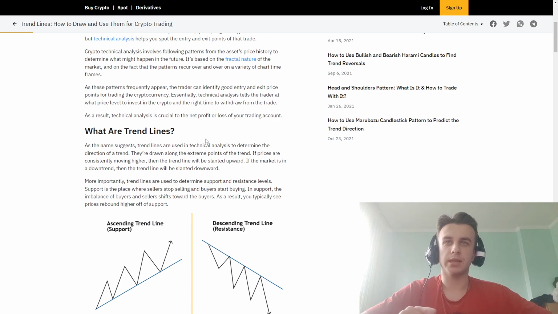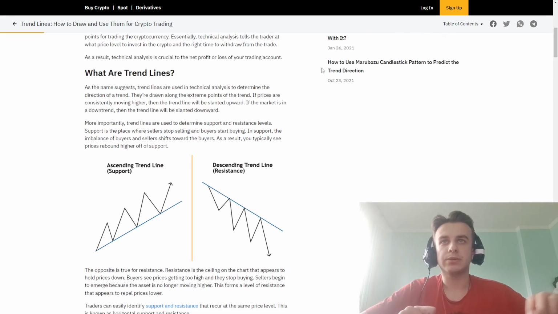What is a trend line? As the name suggests, a trend line is a popular technical analysis tool to determine the direction of a trend. They're drawn along the sample points of the trend. If prices are consistently moving higher, then the trend line will slant upward. If the market is in a downtrend, the trend line will slant down.